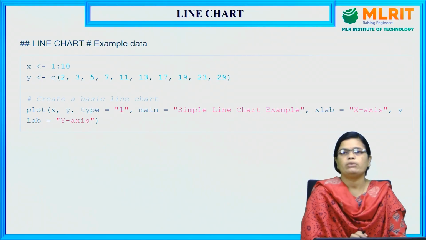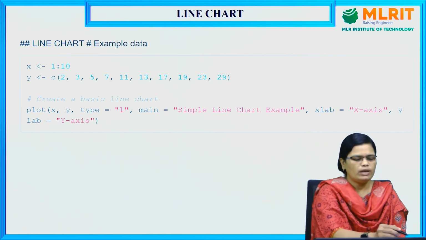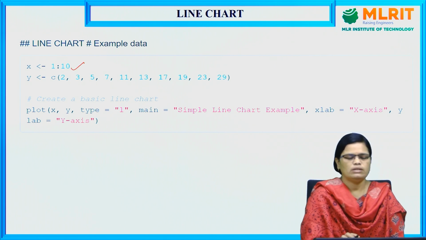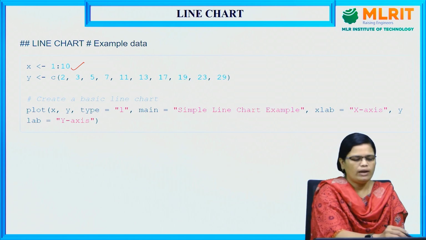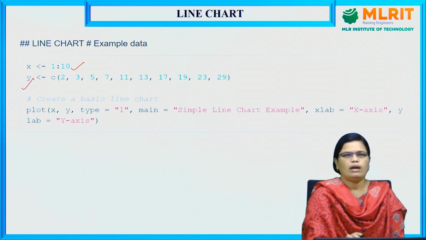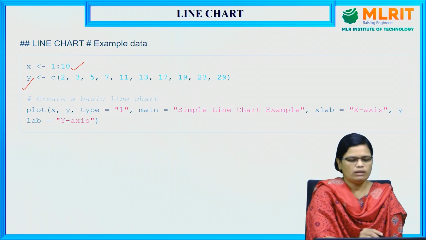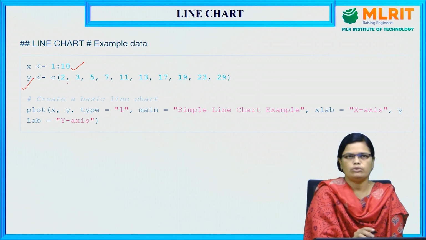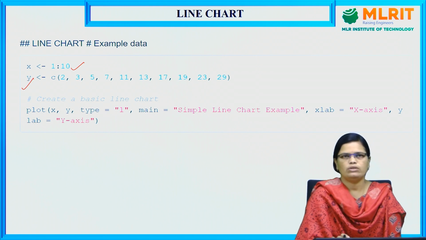The next topic we are going to discuss is a line chart. For the line chart, we have taken an x vector. The x vector values are starting from 1 till 10, and we have taken a y vector. Here the y vector values are starting from 2. These are random values we have.